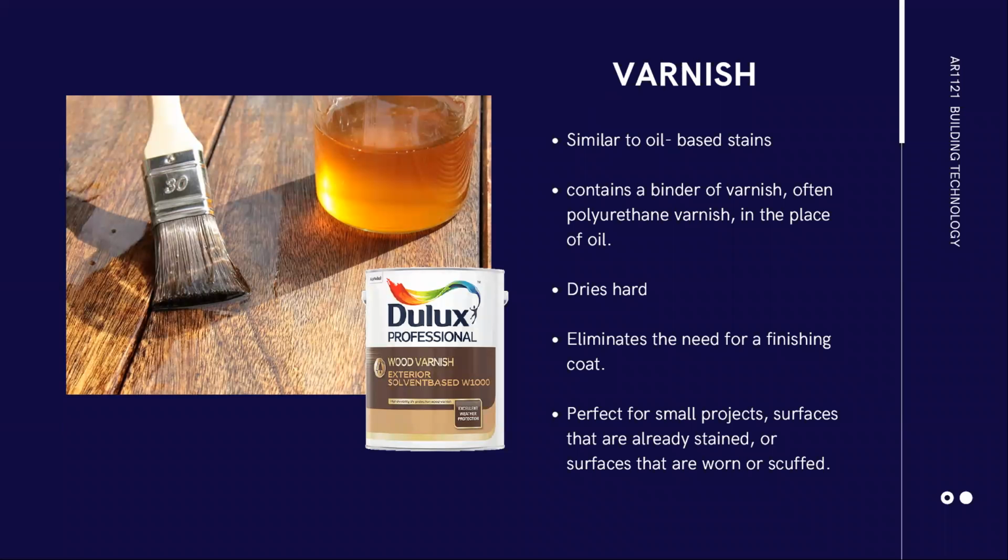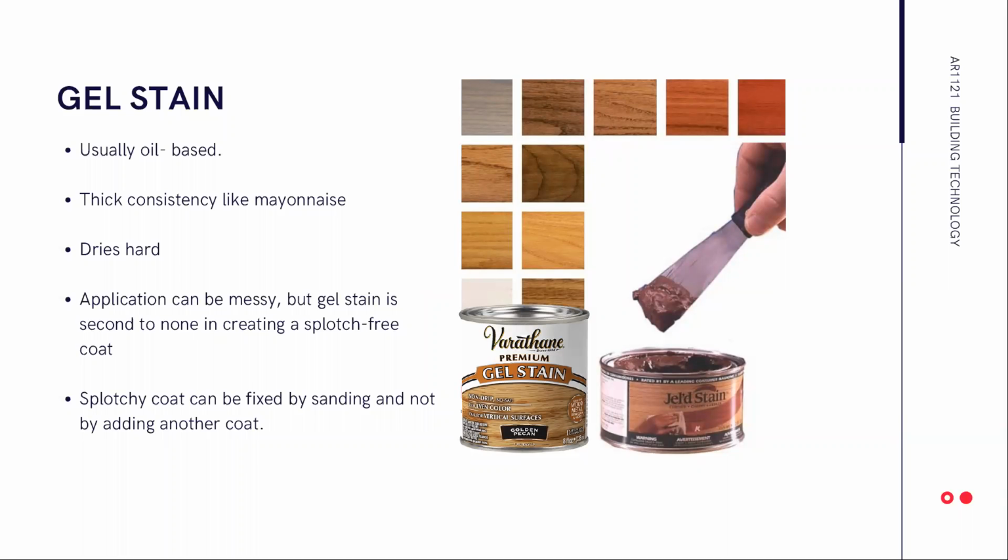Next is varnish. It is similar to oil-based stains. It contains a binder of varnish, often polyurethane varnish, in place of oil. It dries hard and it eliminates the need for a finishing coat because varnish itself is a finishing coat. So it is perfect for small projects, surfaces that are already stained or surfaces that are worn or scuffed.